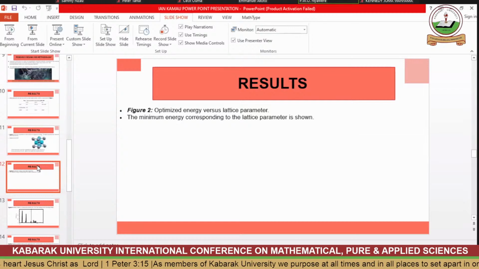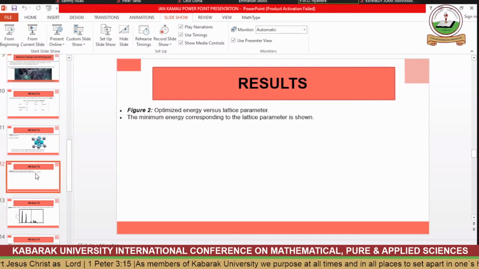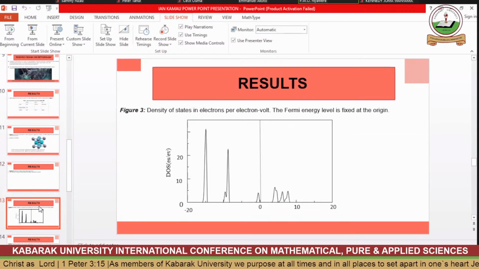So this figure here shows the density of states in electrons per electron volt. In this figure number 3, the Fermi energy level is fixed at the origin. As you can see, it's fixed at the origin, and the graph is what we found.